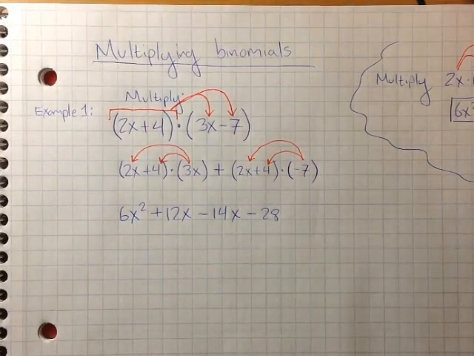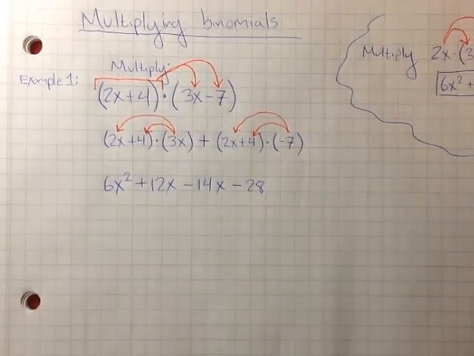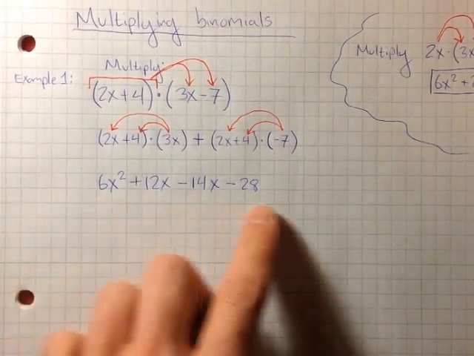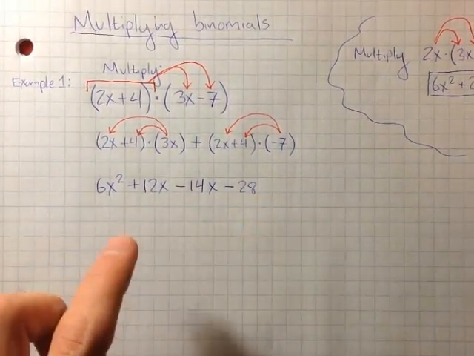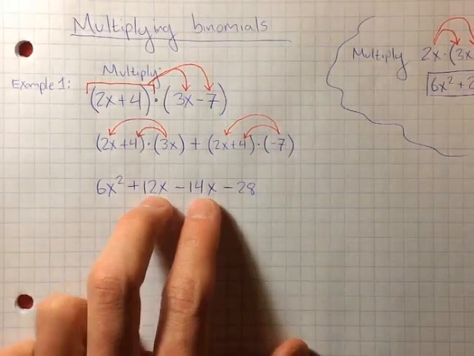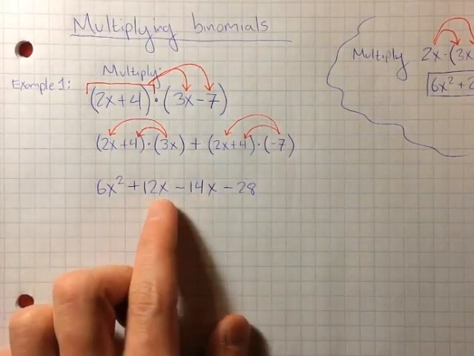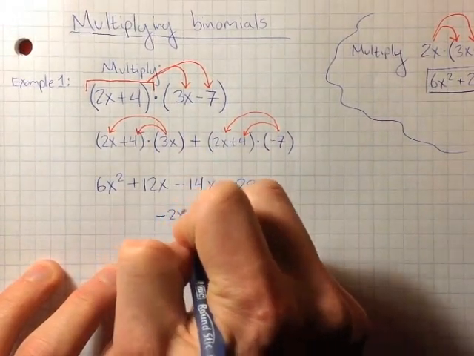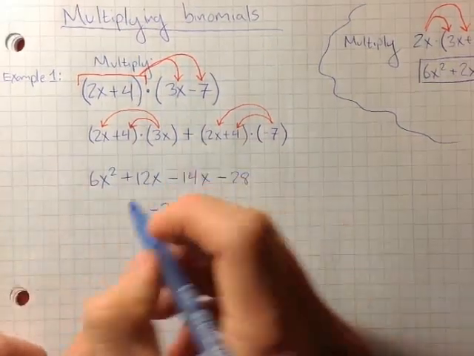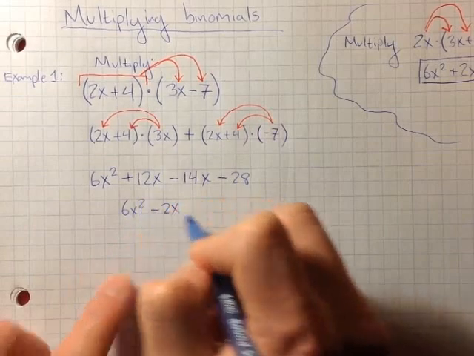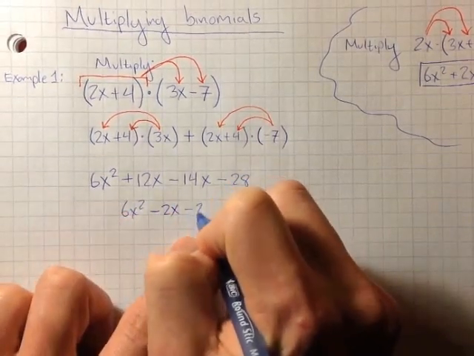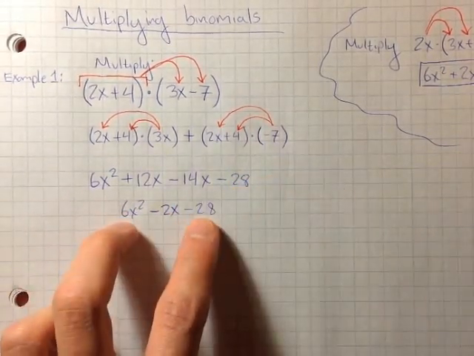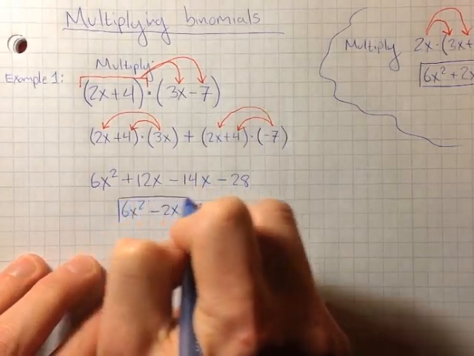Okay? Now, we are not quite done yet. We have one more step. We need to simplify this expression. Now, the only way that we can simplify it is right here. We have like terms. 12x minus 14x is negative 2x. Everything else stays the same. 6x squared minus 2x minus 28. Now, we are done. So we can box this.